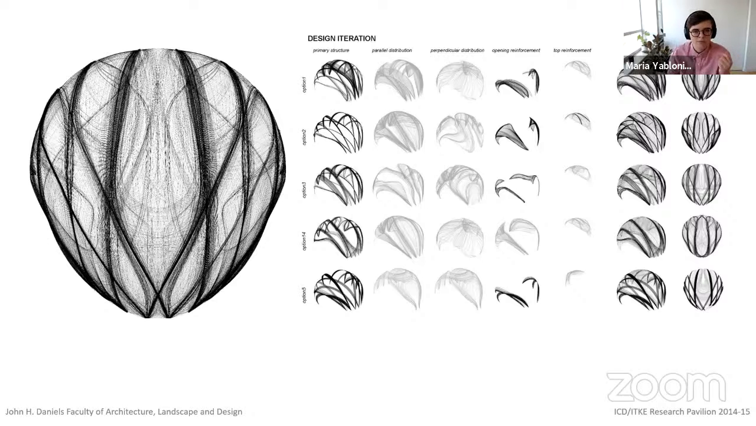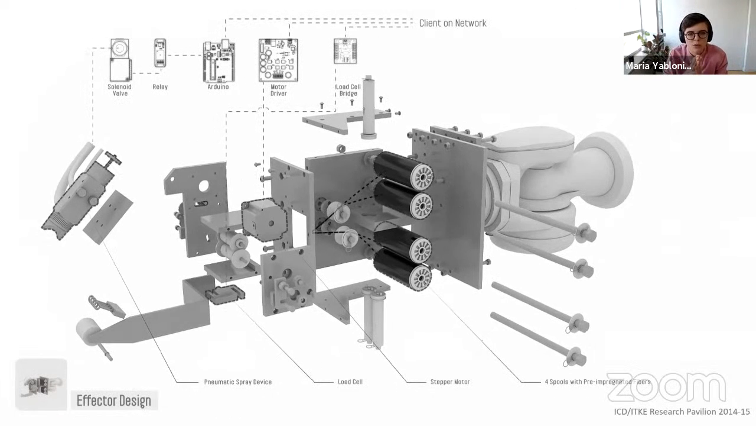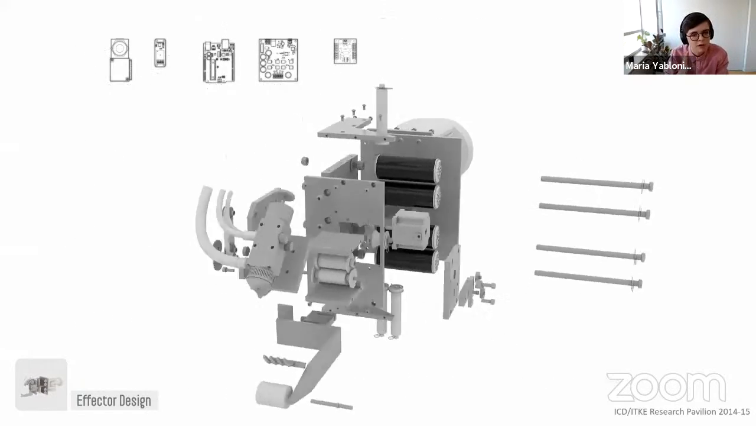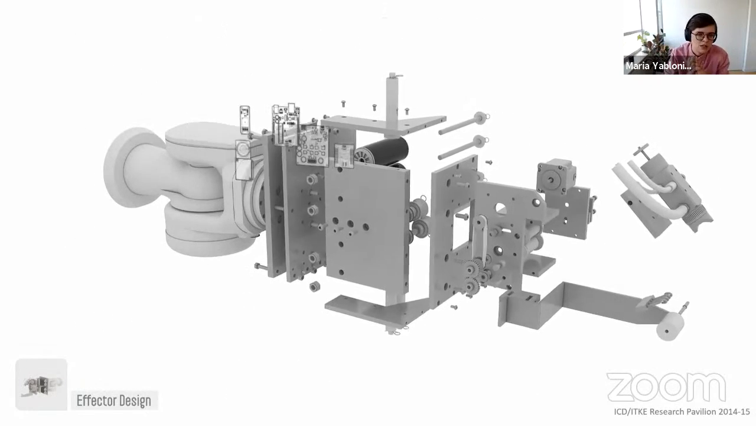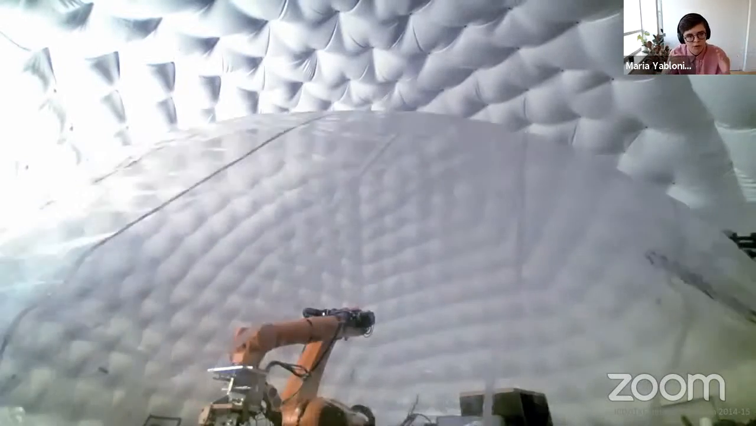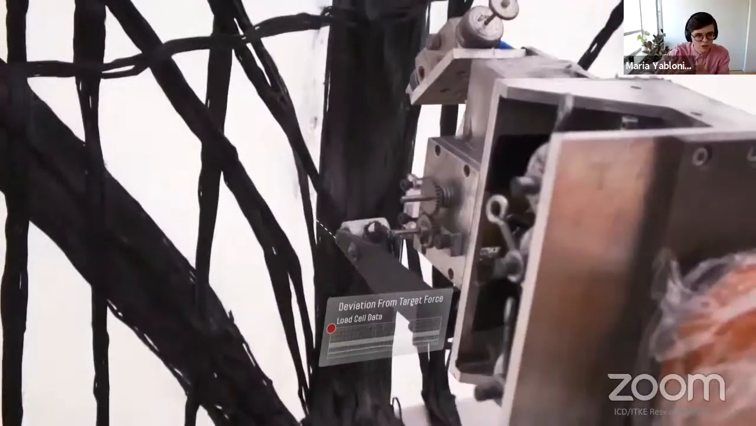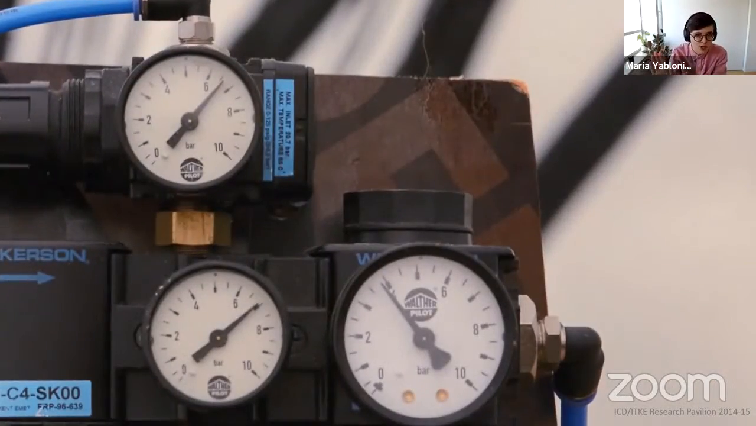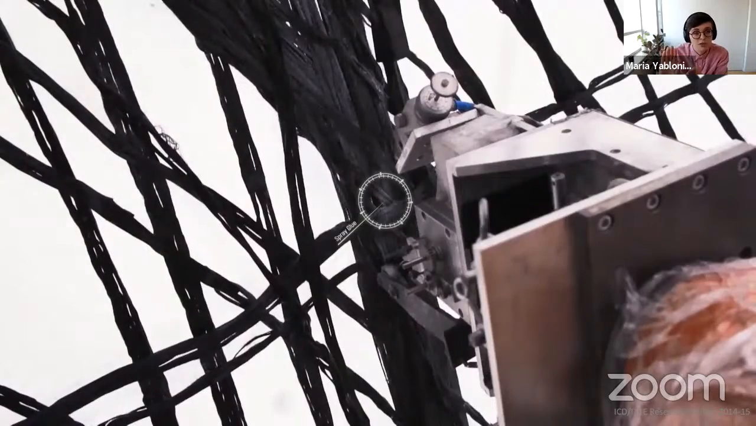My personal responsibility on this project was developing the custom end effector. We looked at a bunch of different fiber laying end effectors that exist in the field, and we realized very quickly that we had to develop our own from scratch, because laying fibers on a soft membrane is a very hard task. You have to always be careful about not puncturing the membrane by pushing too hard on it, but you also have to make sure that you're pushing with a specific force to make sure that the fiber actually sticks.